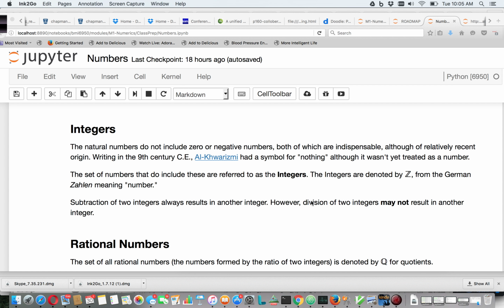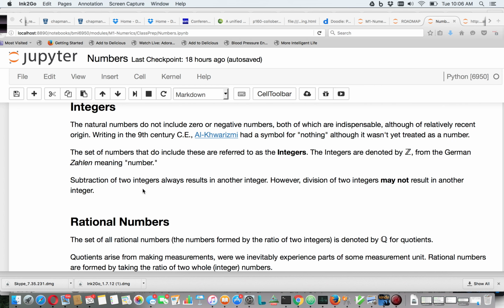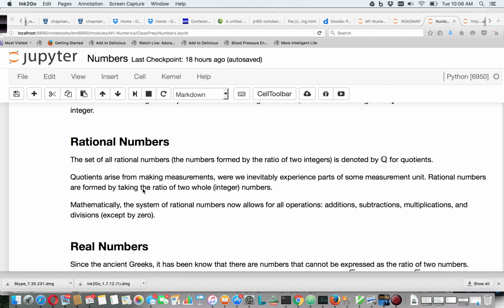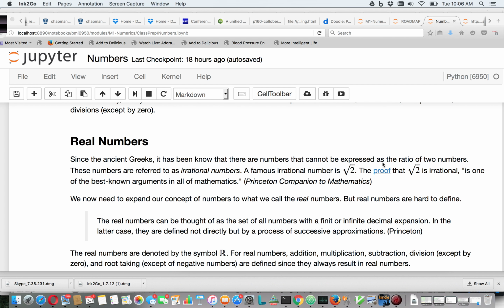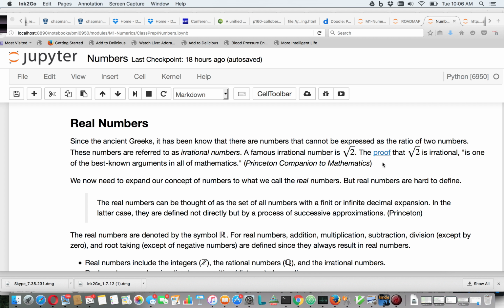And so integers include our positive discrete numbers, 0, and our negative discrete numbers. And we denote integers, or the set of all integers, with this fancy Z from the German Zahlen, meaning number. Rational numbers are numbers that are formed by the ratio of two integers, and that's going to be denoted by this fancy Q. And now we get into the real numbers.